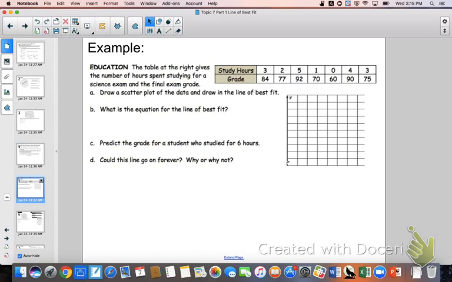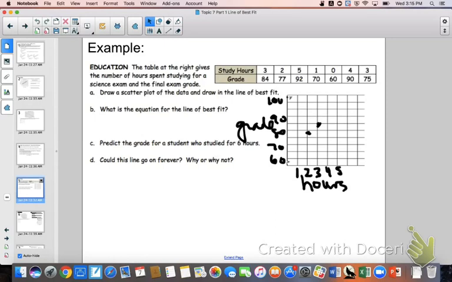Alright, so the table at the right gives the number of hours. We're going to do the hours for the x and then the grade for the y. So I'm going with 1, 2, 3, 4, 5. I go up to 5. And then here I'm going to start a break and then start at 60, 70, 80, 90, and 100. So 3 hours studying is 84, so it's a little less there. 2 hours, 77.